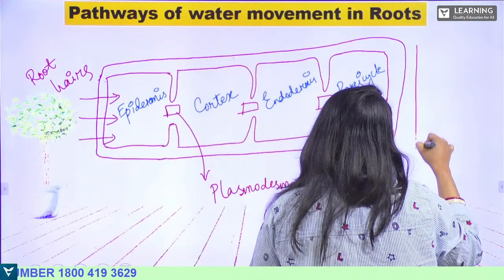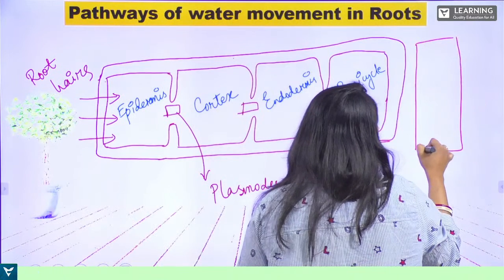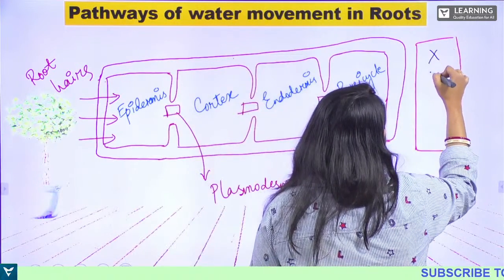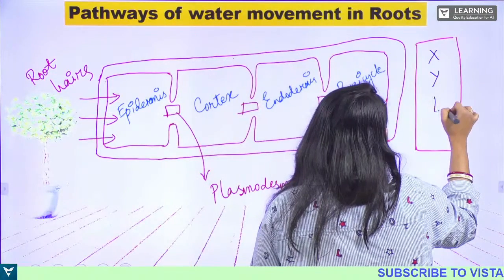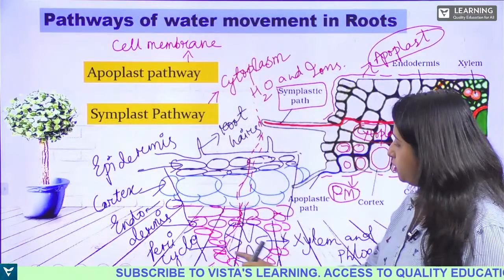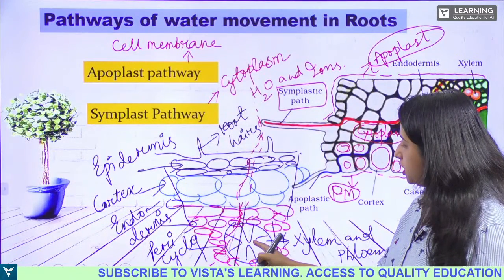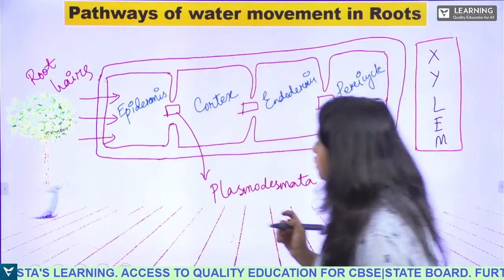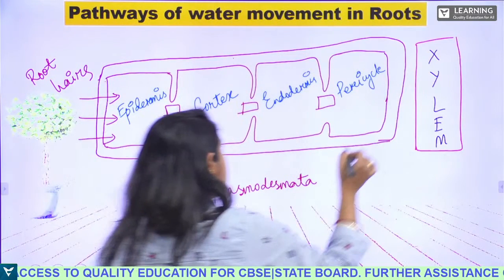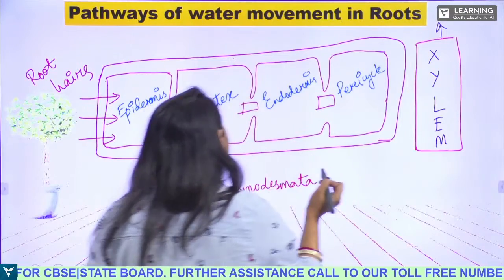Here it will go to the xylem. After the pericycle, where will it go? It will go to the xylem. Can you see in this diagram that inside the pericycle, the xylem is present? So it will go to the xylem, and the xylem will transport it to various parts of the plant.